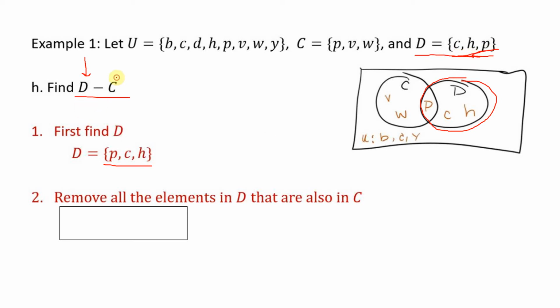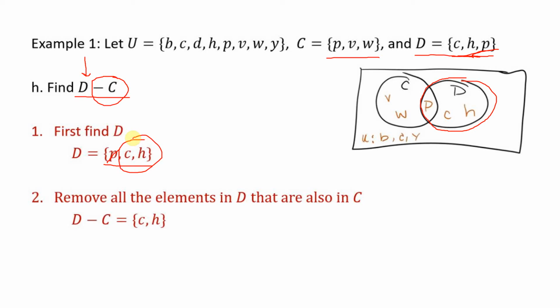Now from there, I have to subtract C. That means I have to subtract every single letter that also appears in C. So I'm going to come over here, and the letters I'm going to have to remove are those three. I have to remove the P, so I subtract it. I have to remove the V, but there's no V. And I have to remove the W, but there's no W. So that's it. Those remaining ones are my answer for that one.